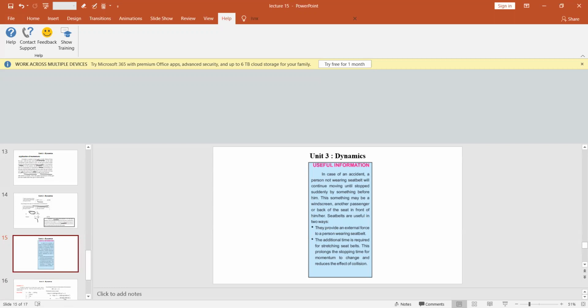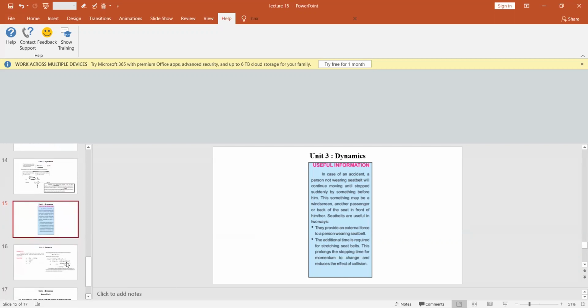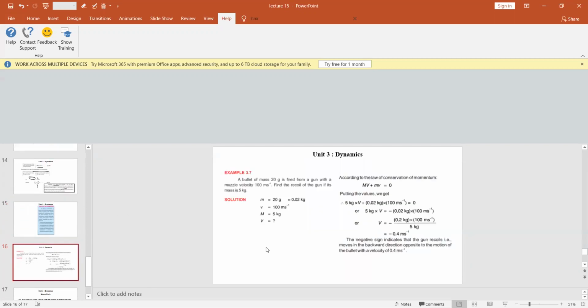So there are benefits when we are driving a car, and these benefits are basically the application of momentum and force. We can read over here. Seat belts provide an external force to a person wearing them. So force is applied with the help of a seat belt. Additional time is required for stretching the seat belt. This prolongs the stopping time for momentum to change and reduces the effect of collision. Because of this, the seat belt increases the time, the effect of momentum will be lower, and there will be less chance that a person will collide and get in danger, right? So it is also an application of momentum and force.